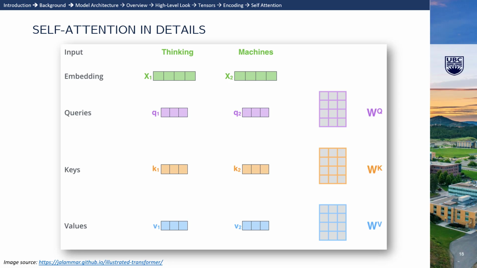The first step of self-attention is to create three vectors from each of the encoder's input vectors. So for each word in each encoder, we create a query vector, a key vector, and a value vector.